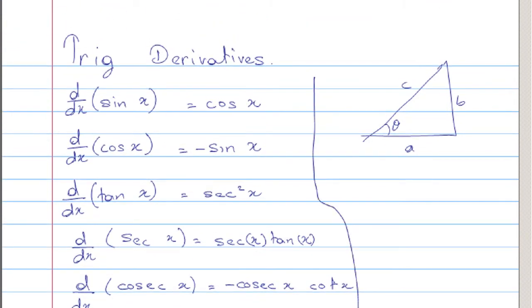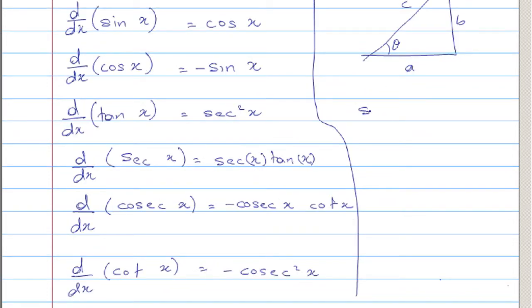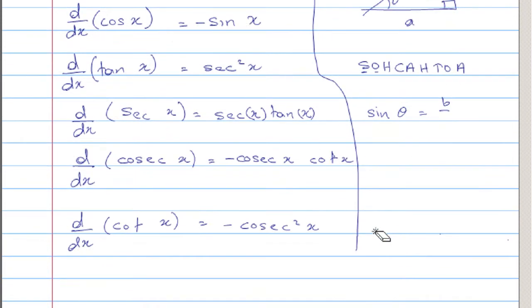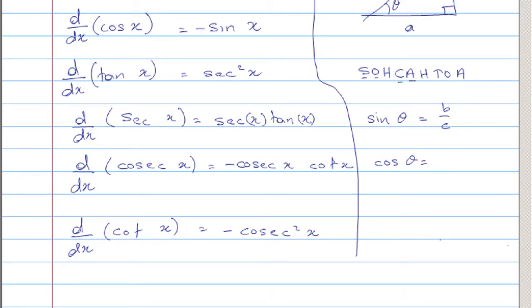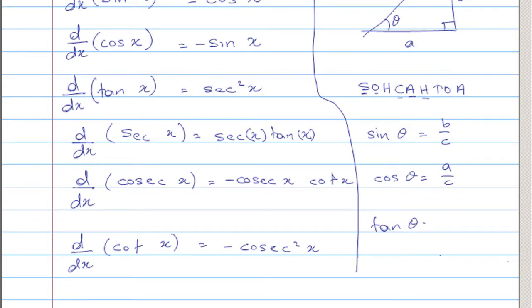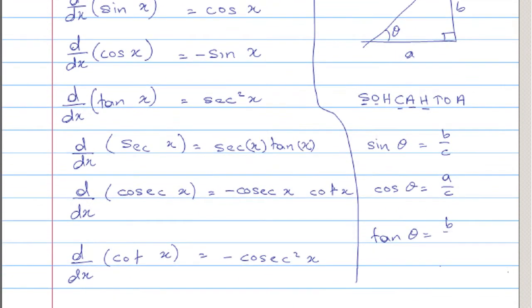But just in case you're not sure what these trigonometric functions are, you probably remember the word SOHCAHTOA. So what it says is if I have a right angle triangle, and if that angle is theta, then sine theta is equal to opposite divided by hypotenuse, so that's B over C. Then the cos of theta is adjacent divided by hypotenuse, so that would be A divided by C, and the tan of theta is equal to opposite divided by adjacent, that's B over A.